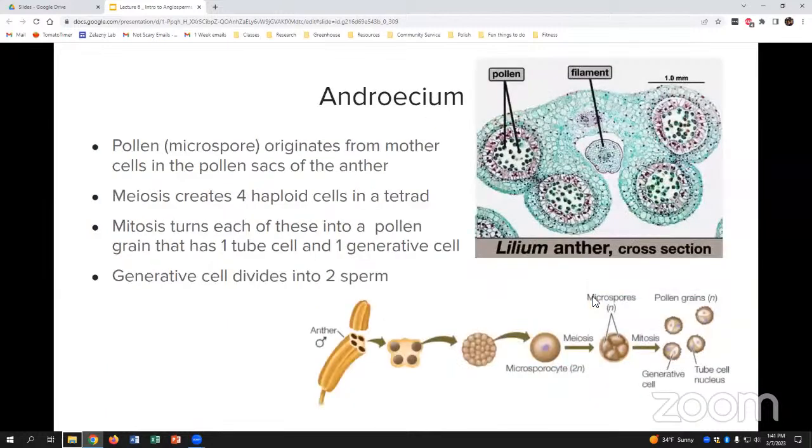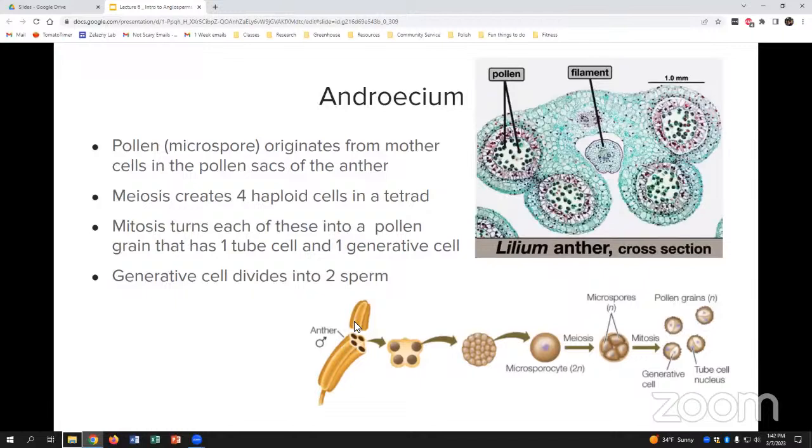On the male side, in the androecium, we're looking at pollen, essentially. So our pollen is a microspore, essentially. It's going to originate from mother cells in the pollen sac. The pollen sac is contained within the anther.